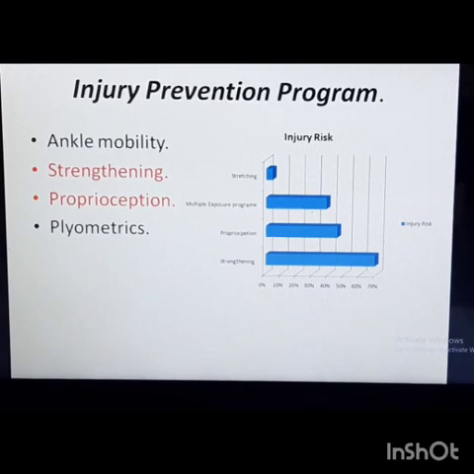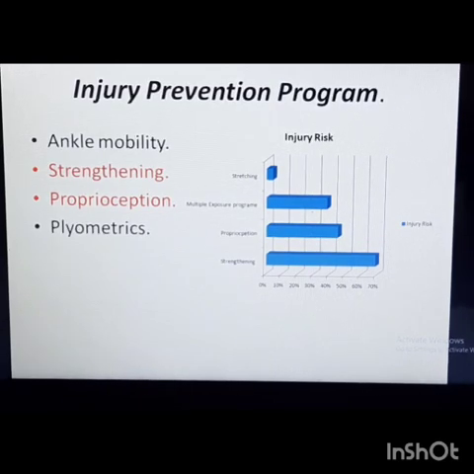So now the injury prevention program. Your player is playing, and the injury prevention program consists of 4 components: ankle mobility, strength, proprioception, plyometric. A study done in one of the journals of strength and conditioning found that the component which contributes the most in reducing injuries in an injury prevention program is strengthening, followed by proprioception, then multiple exposure programs, and stretching is the minimum component that works in an injury prevention program.